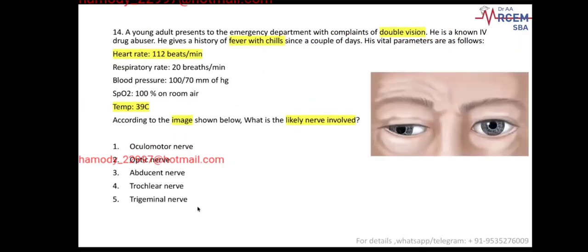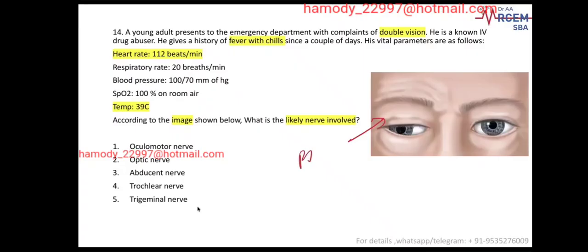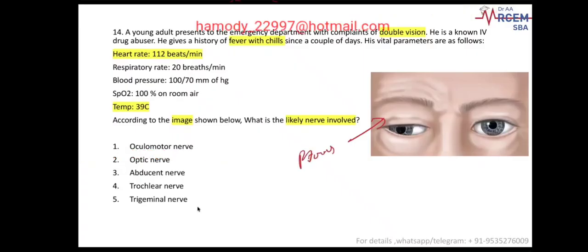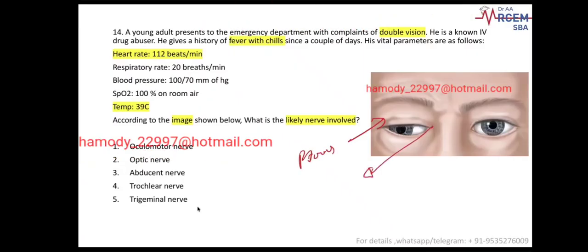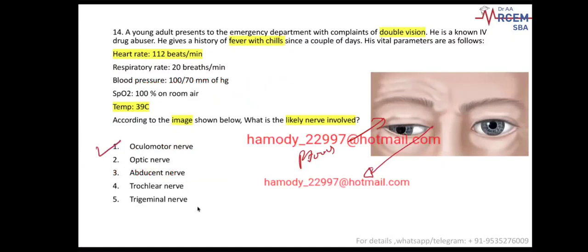Image. Just looking at the image, can I make a diagnosis? They're asking which nerve might be involved here. Yes, I can make it. There is a ptosis present here, and the eye position is downwards and outwards. That is enough for me to call it a third cranial nerve involvement, that is oculomotor nerve involvement.